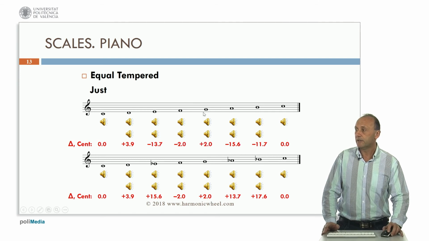Let's listen to the second tetrachord. In equal temperament, and now in just intonation. Clearly there are two notes which are different, A and B.